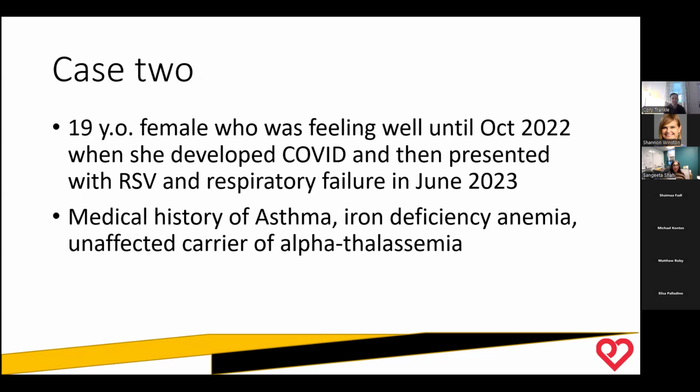Case 2 is a 19-year-old who was seen here originally in October 2022.